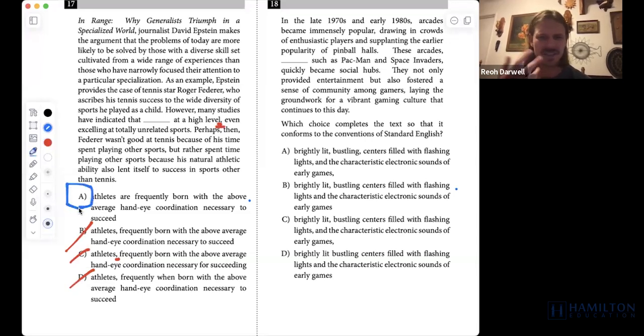So we might just think to ourselves, oh, can I really say many studies have indicated that athletes are frequently born with the above average eye coordination necessary to succeed? Well, yeah, of course you can, because there's one subject, there's one verb, and it's all written in a way where you don't need a non-essential phrase or anything like that. This is just a clause. It's a long clause, but it is one. That's how we arrived at A, understanding we don't need any punctuation.